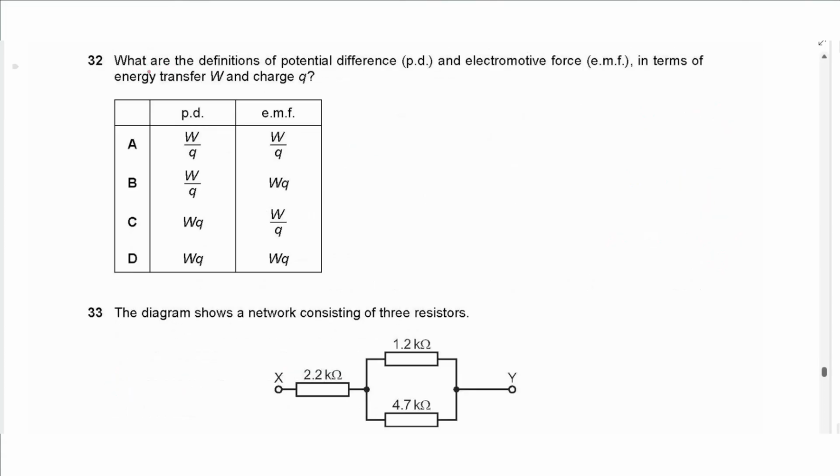Question 32 says, what are the definitions of potential difference and electromotive force in terms of energy transfer W and charge Q? So basically they are the same thing. It is energy per unit charge. So work over charge. So we choose A.